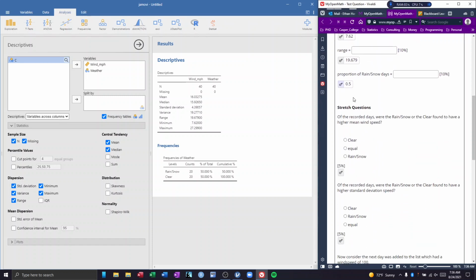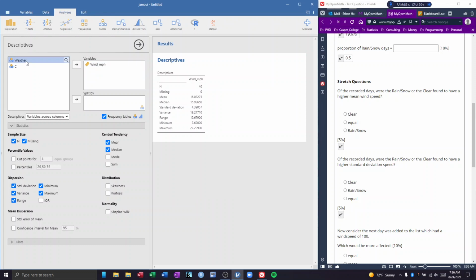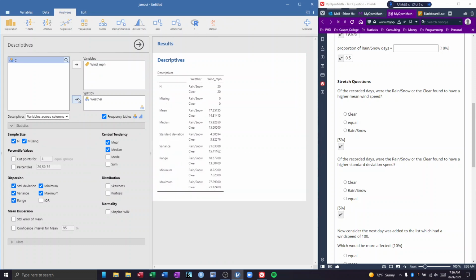Now if we go down, we can also see that there are some additional questions. It says, of the recorded days, were rain and snow or the clear found to have a higher mean wind speed? So in this one, we want to compare the descriptives between the groups. In here, I'm going to take weather out now. Let's move that guy out. And we're going to take weather and split it by, or make the groups.